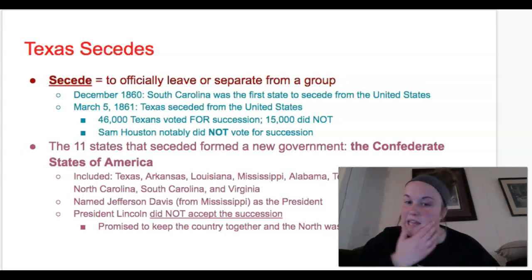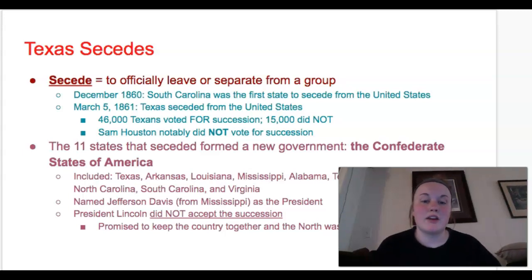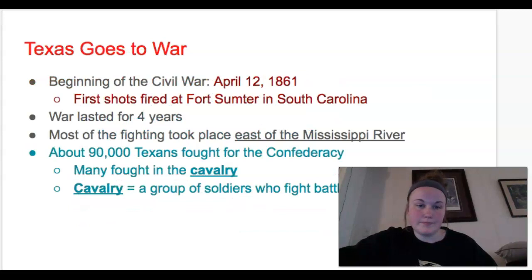Now, the 11 states that seceded from the Union were Texas, Arkansas, Louisiana, Mississippi, Alabama, Tennessee, Georgia, Florida, North and South Carolina, and Virginia. Next, Texas goes to war.